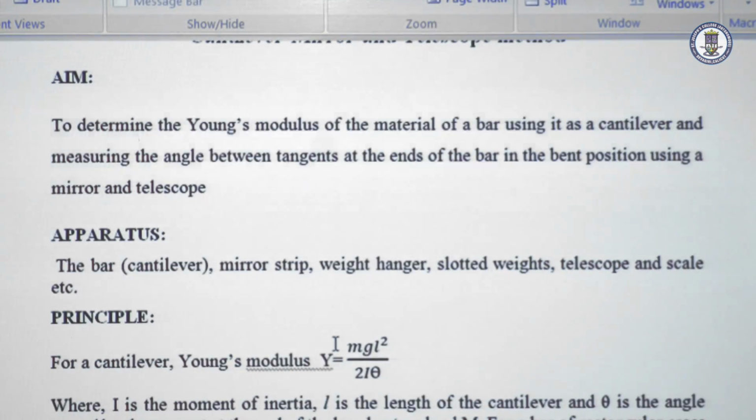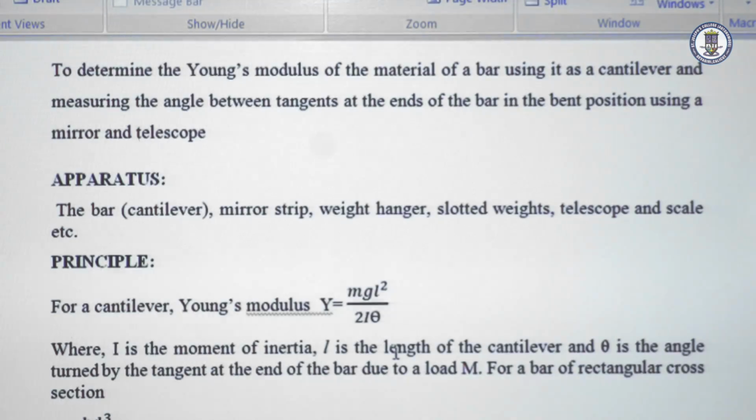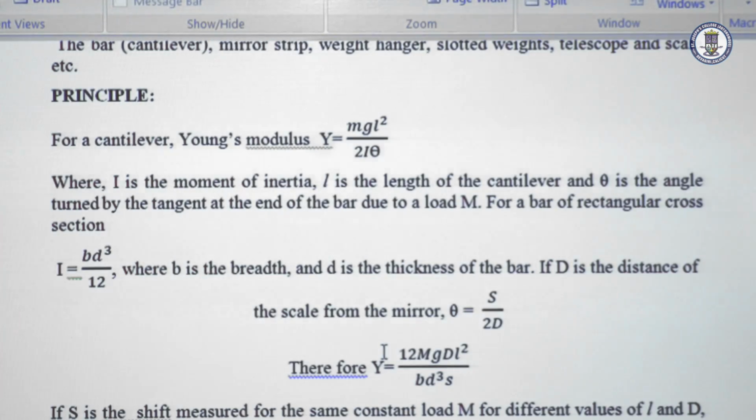Now in the mirror and telescope method, the Young's modulus is determined using the formula Y equals m g L squared divided by 2 I theta, where I is the moment of inertia of the bar, and for a rectangular bar the moment of inertia I is given by b d cubed by 12, and L is the length of the cantilever, and theta is the deflection produced on a scale which is placed at a distance of D.